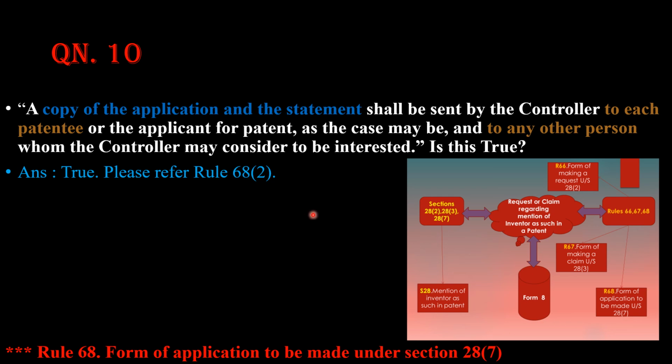For section 28, the subsections are 2, 3 and 7, and the relevant rules are 66, 67 and 68. That means we can map like this. Section 28 subsection 2 is for rule 66. Section 28 subsection 3 is for rule 67, and section 28 subsection 7 is for rule 68.